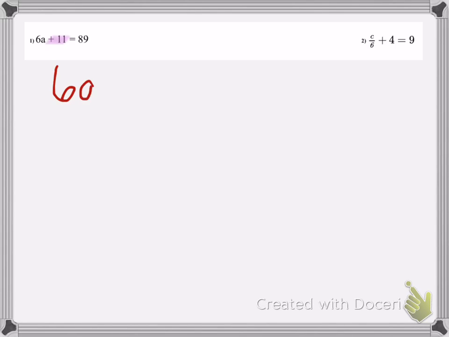This is the first one in your packet. 6a plus 11 equals 89. So the first thing that I have to do is get rid of the plus 11 right here. This has to go. If I don't do that first, it's going to cause me to get an incorrect answer because I've gone out of order. So I need to get rid of the positive 11, and nothing changes about how we go about doing that. We still undo with the opposite operation. So I'm going to subtract 11.